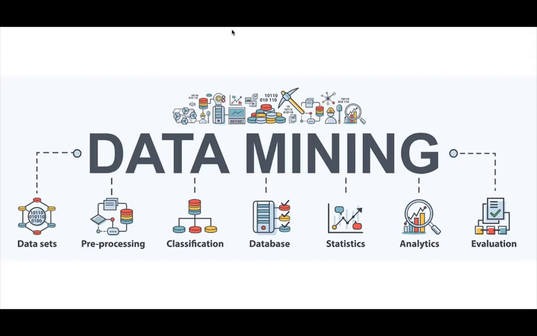Now we know what data mining is. Let's dive into the steps of data mining. When asking what is data mining, let's break down the steps data scientists and analysts take when tackling a data mining project. Step 1: understand the business. First step, you need to understand the business.